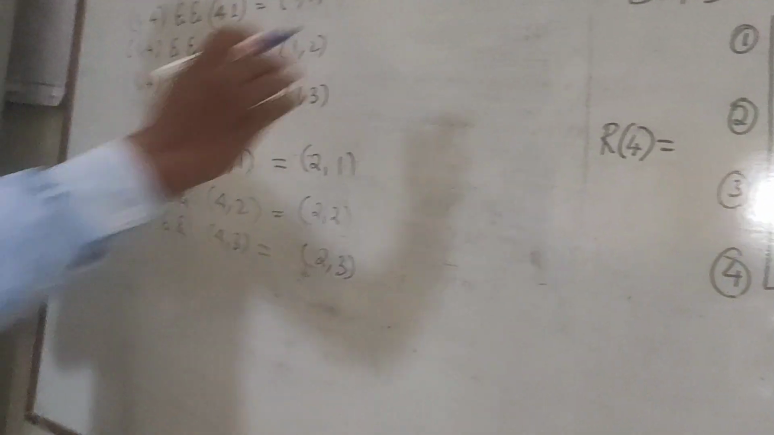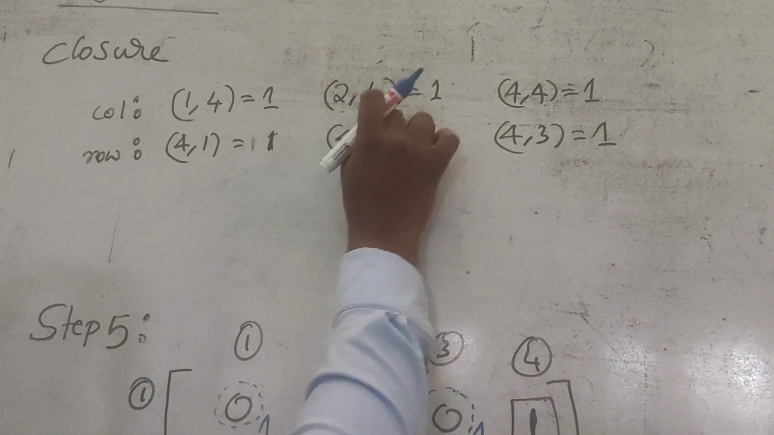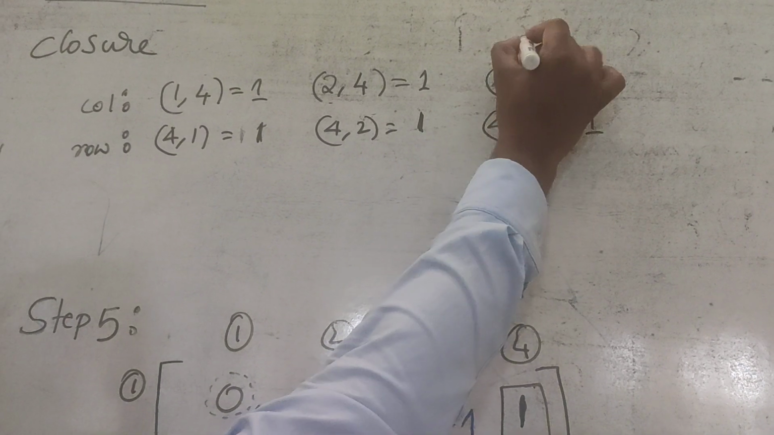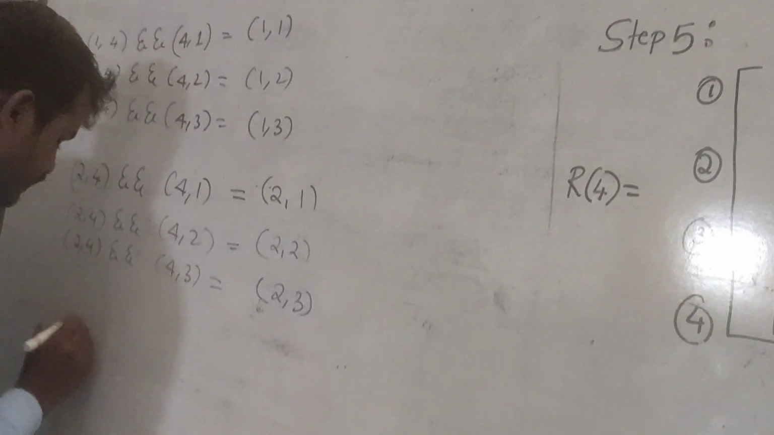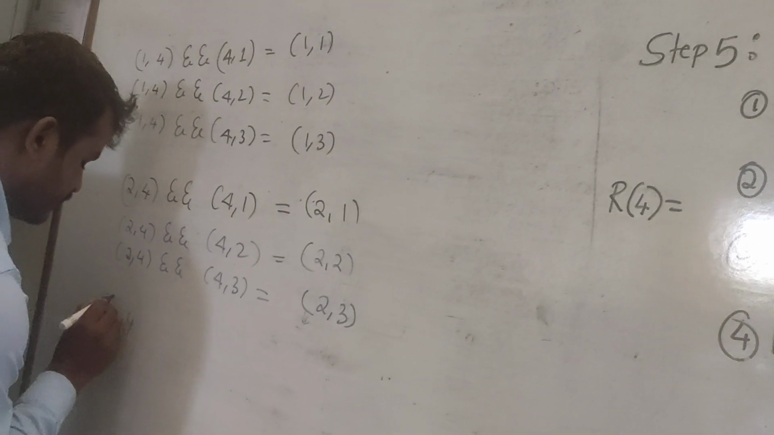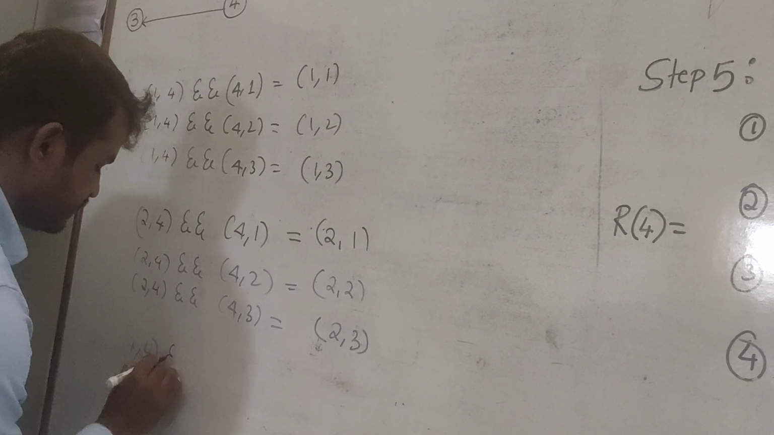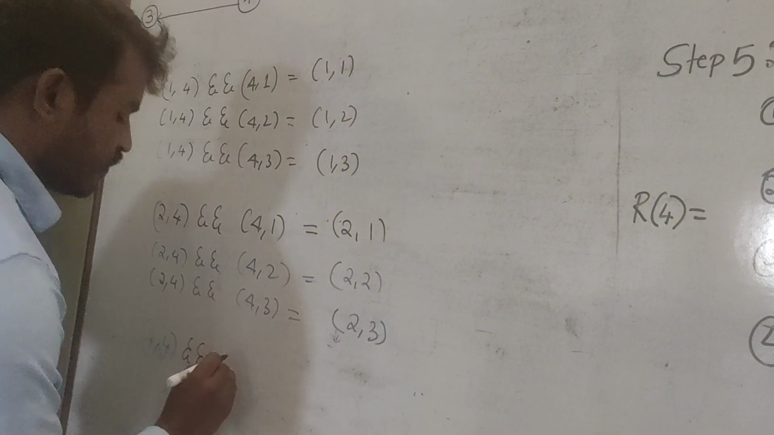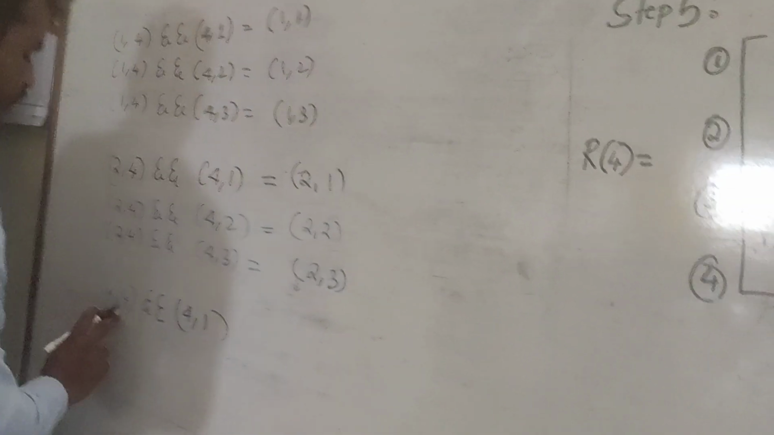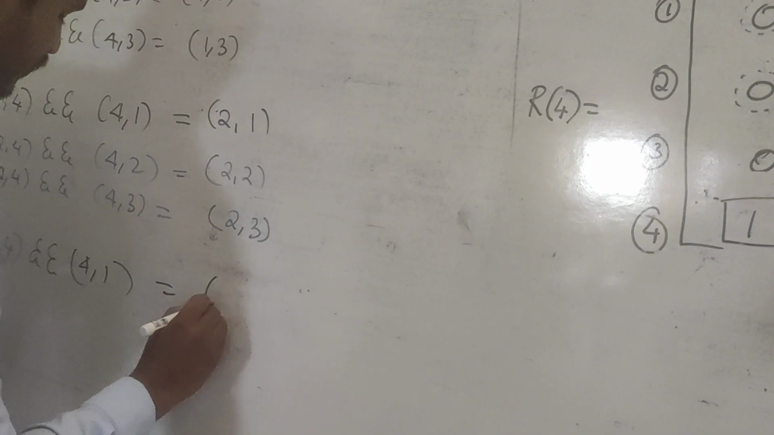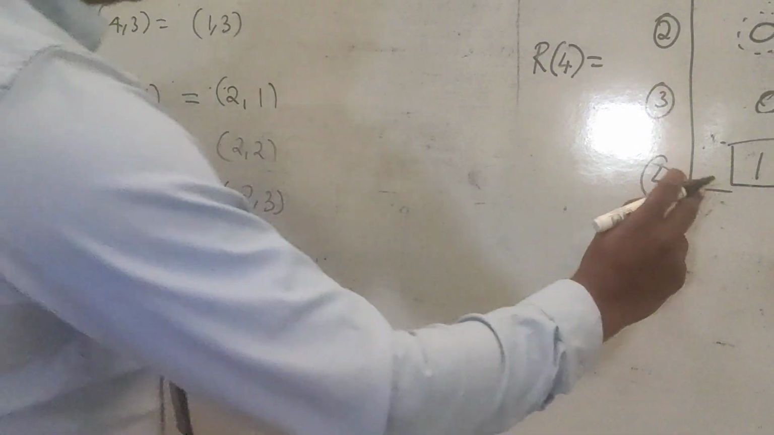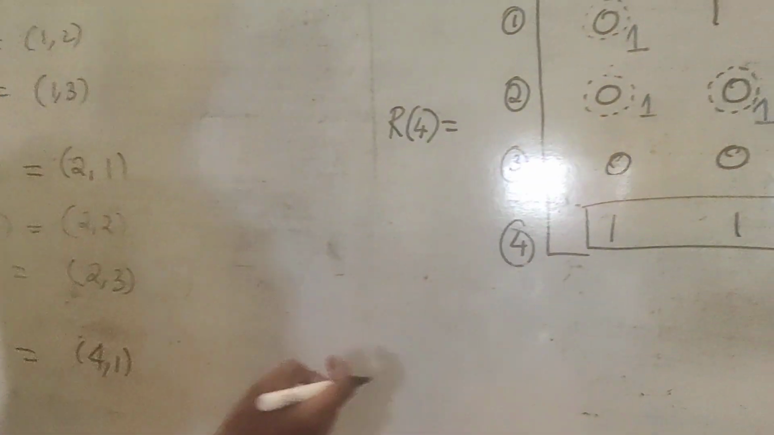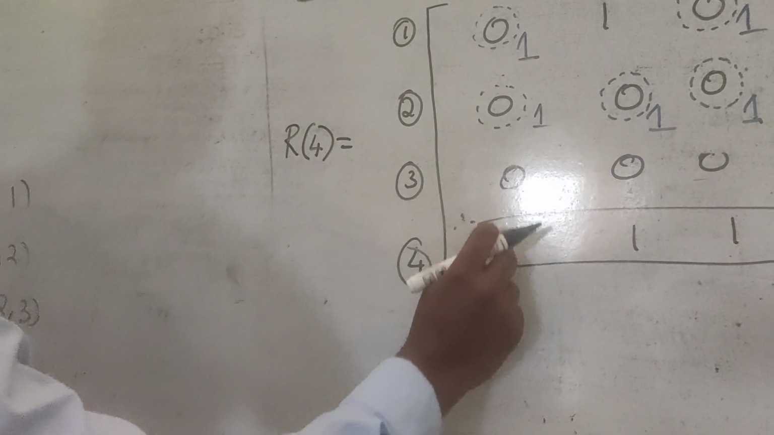Next combination. This combination is over: 2 to 4, 4 to 3 is over. Next you have to choose this one: 4 to 4 and 4 to 1. I think there is no change. 4 to 4, 4 to 1 is just 4 to 1. It is already existing and already 1, no need to change.